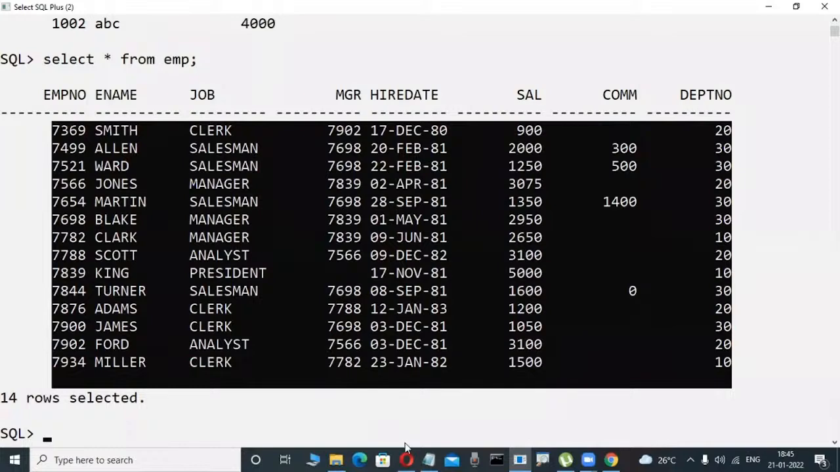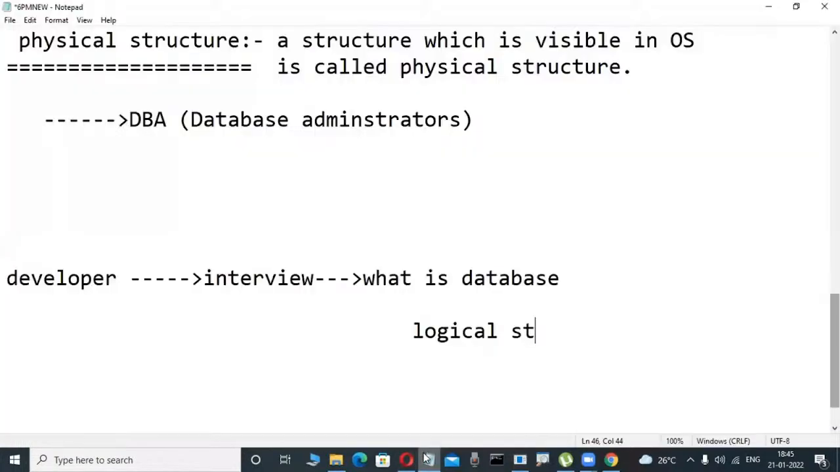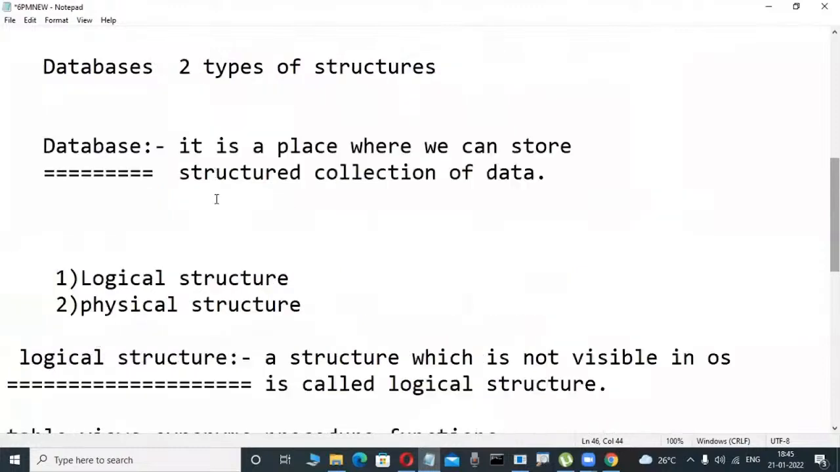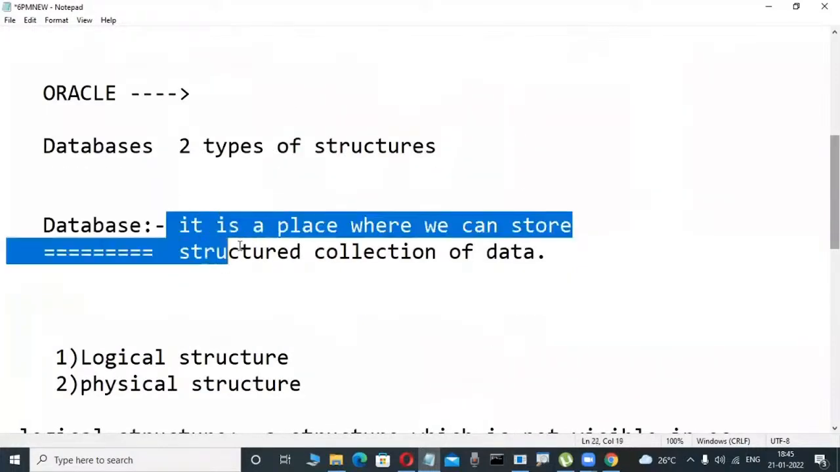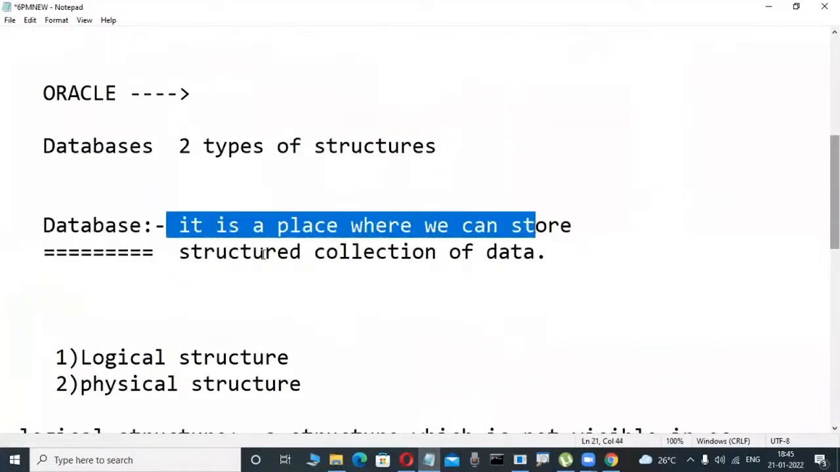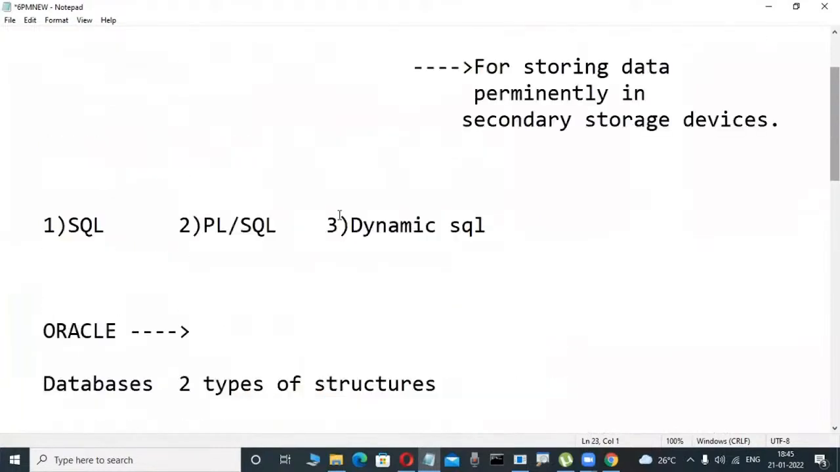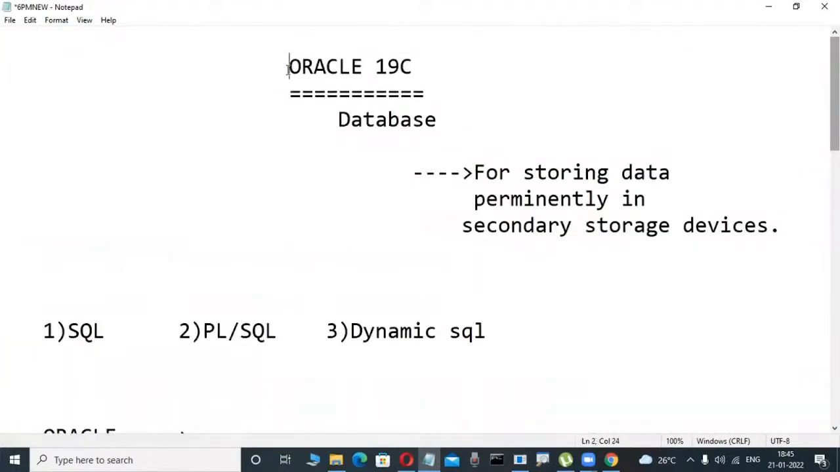That's why, in books or when you type "what is a database" in Google, two definitions appear, but most developers write that it is a place where we can store a structured collection of data. Understood? Oracle is a product from Oracle Corporation. In our course we are learning the 19c version only. This is a database product.